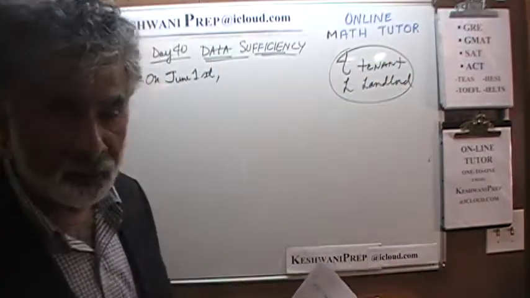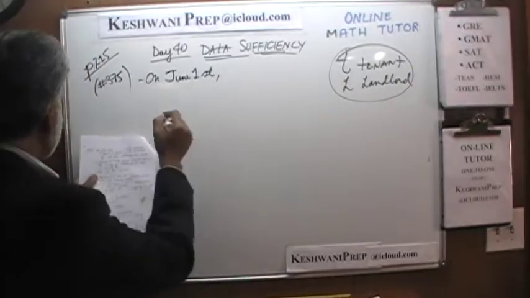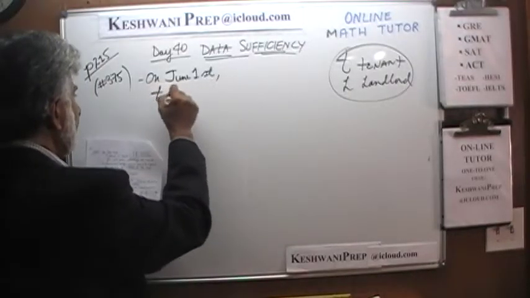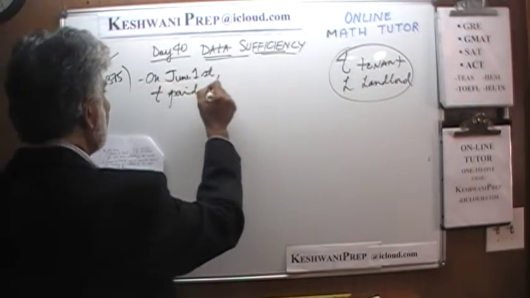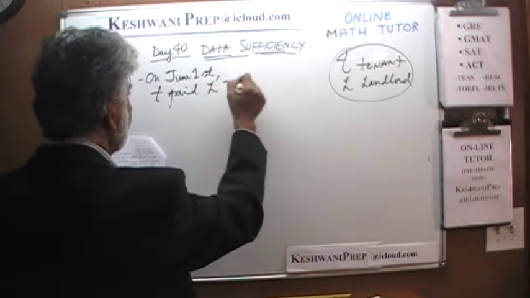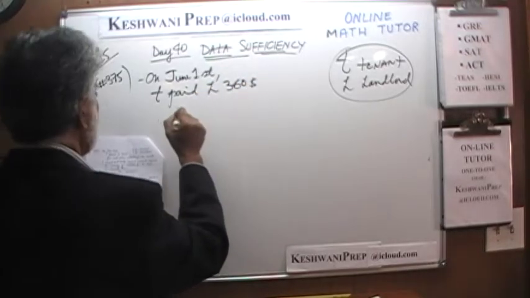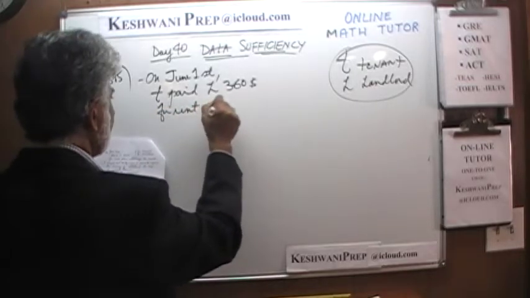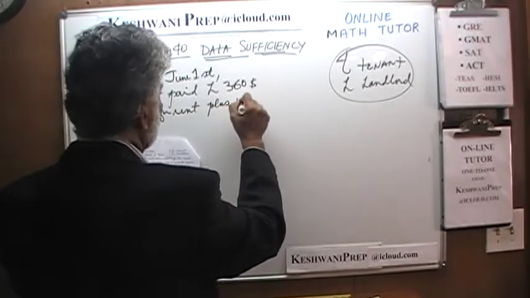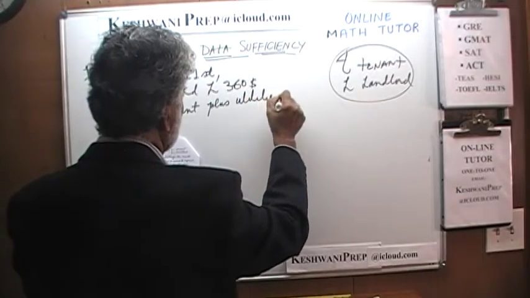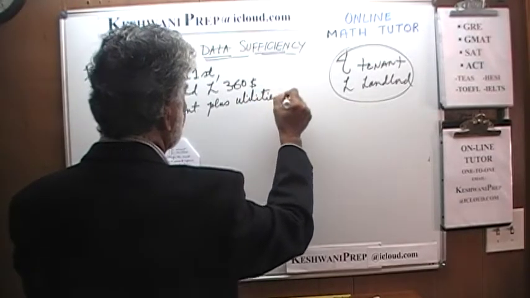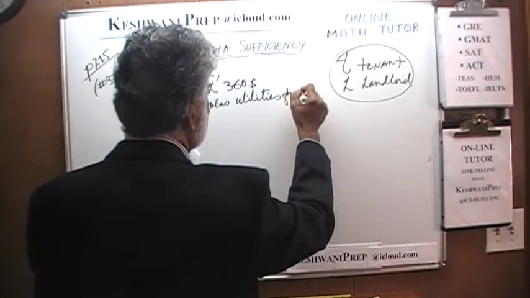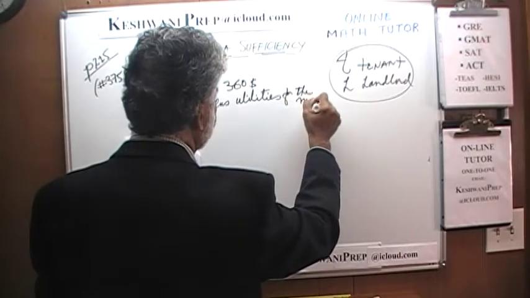These are the two protagonists in our story. So on June 1st, the tenant T paid the landlord $360, we are told, for rent, plus utilities for the month.